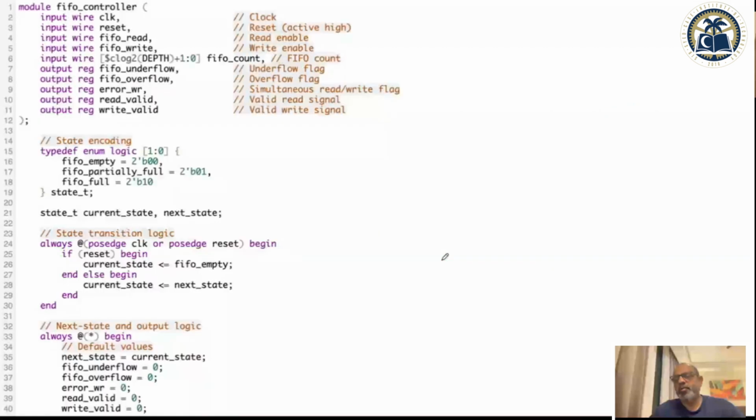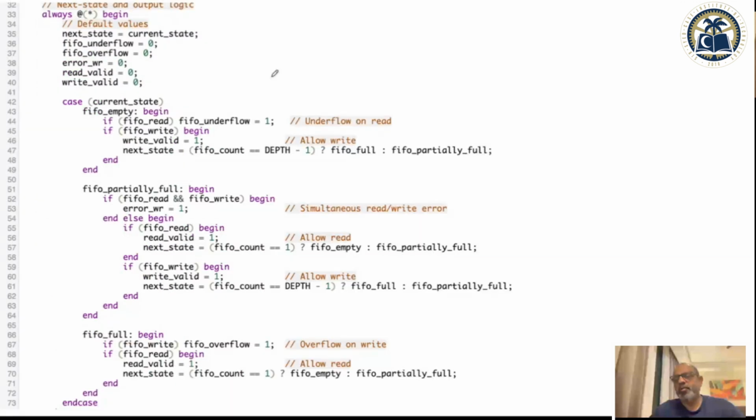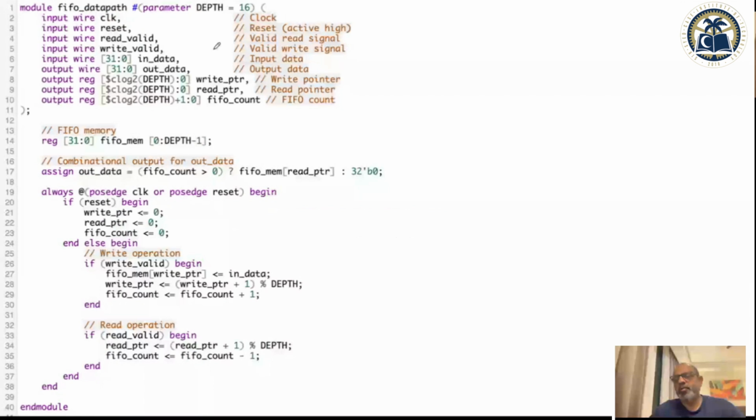So I was really happy to see this. The controller has all the logic and the controller is generating two signals, a valid read and a valid write. That's all. So I was very happy to look into this state machine. And then the data path is so dumb. It is getting whether it can read or write. That's it. It's not going to check anything.